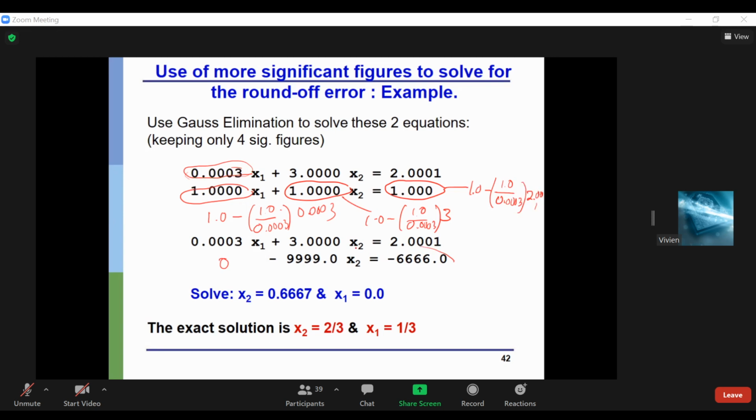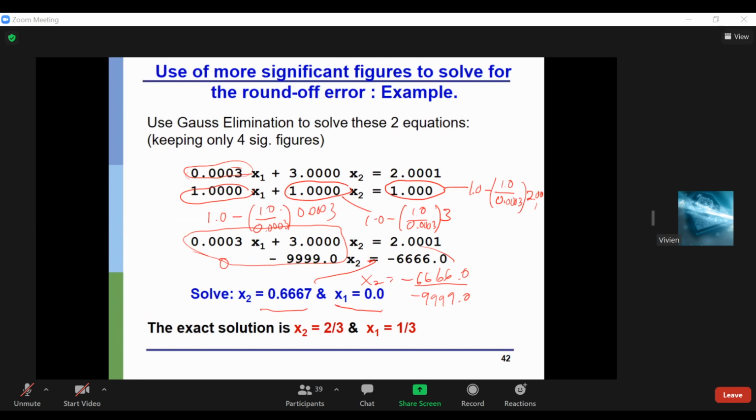Because we already get the upper triangular, now we can calculate x2. So x2 will be minus 6,666 divided by minus 999.0. So this is the result for x2. And if we insert the value of x2 here and then we find x1, the x1 value will be 0. So we see here the difference.